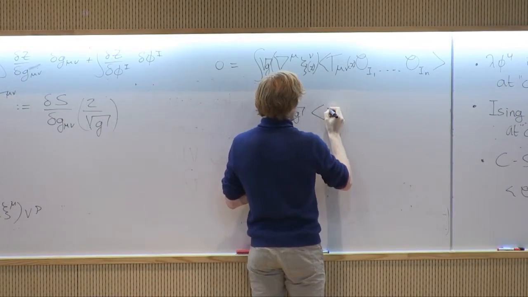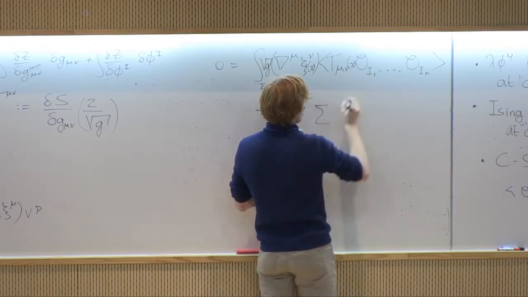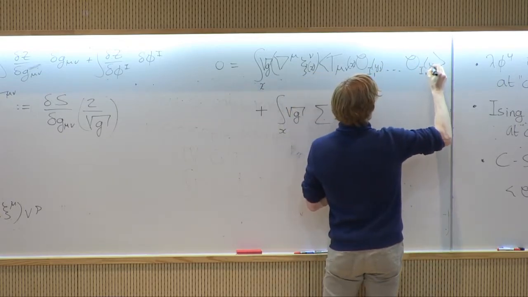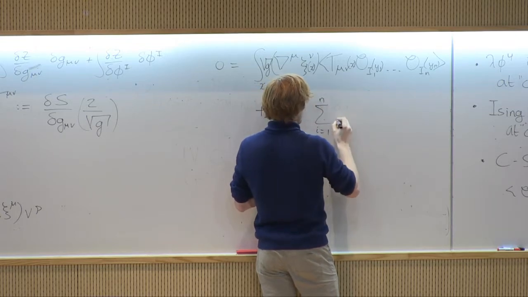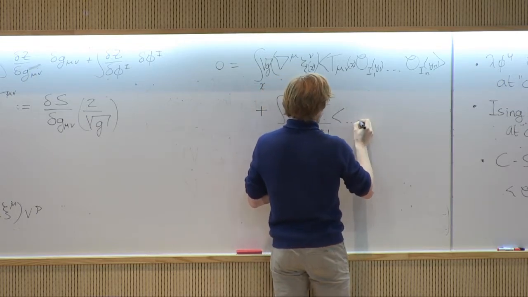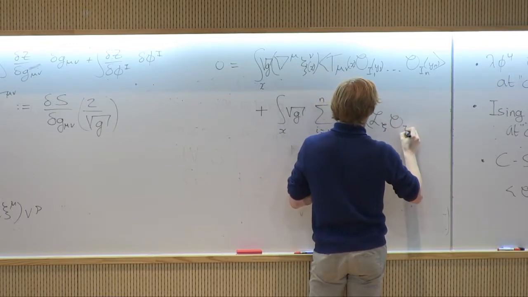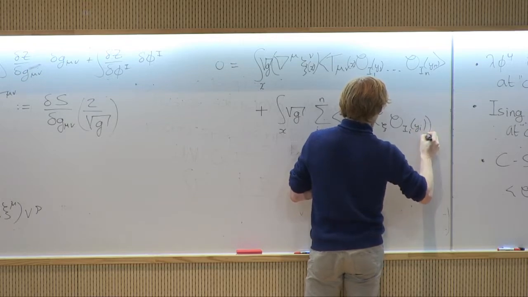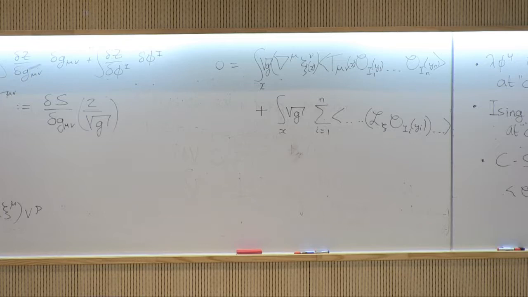And then you get the sum. For each of these operators, you get their Lie derivative. So if these are at y_1 to y_n, you get the sum over i equals 1 to n. Then you have the usual correlation function, except that you act with the Lie derivative on operator O_i, like so. So this is just the constraint of diff invariance. It's just the boring constraint that it doesn't matter in which coordinate system you express your correlation functions.